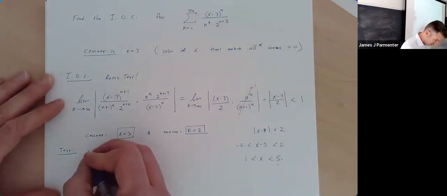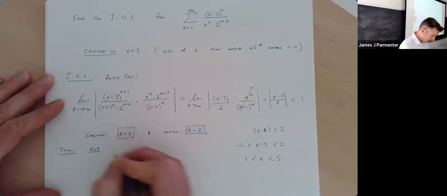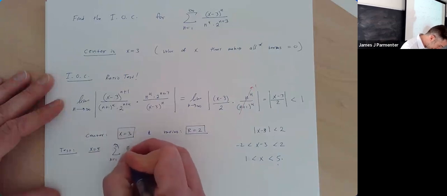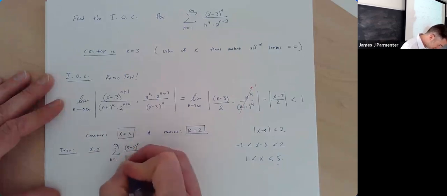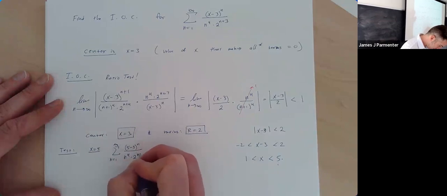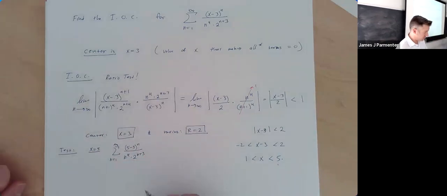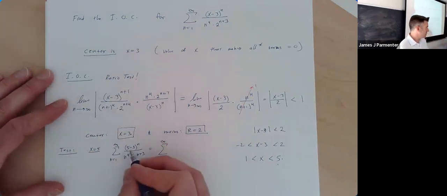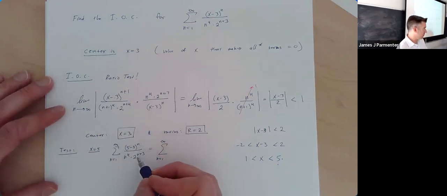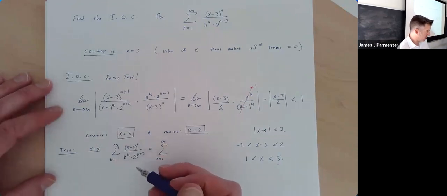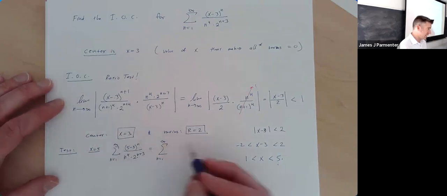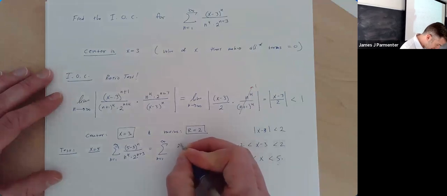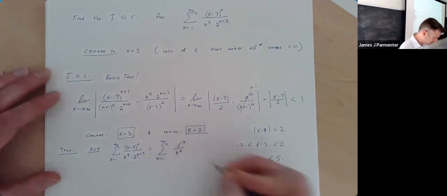So if I test x equals 5, I'm literally just plugging in 5. I do recommend rewriting your series where you say, oh, I've got 5 minus 3 to the n over n to the 4th times 2 to the n plus 3. And then usually this simplifies in some nice way. This is going to equal the sum. 5 minus 3 is 2. And 2 to the n over 2 to the n plus 3, I can subtract those powers: n minus n plus 3 is going to be 2 to the negative 3. So I'm going to get 2 to the negative 3 over n to the 4th.